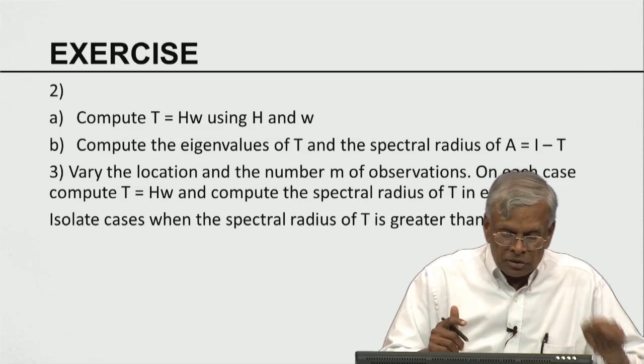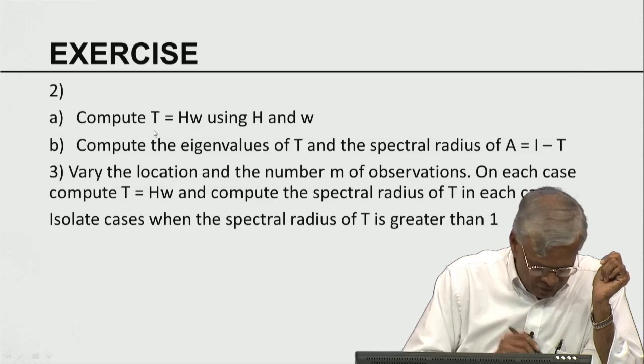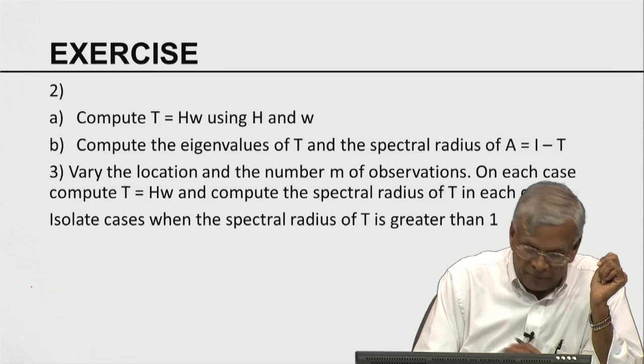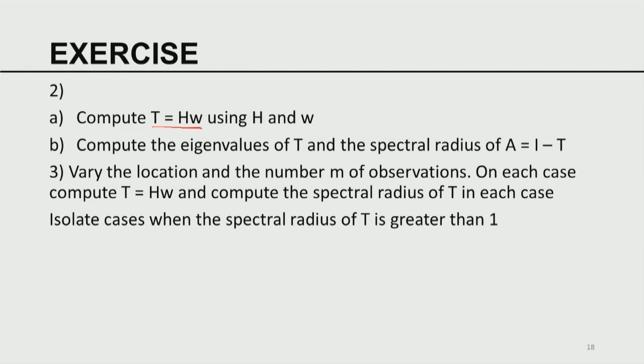Again, for part 2, I would like you to continue. I would like you to compute the matrix T, which is equal to H times W, using the H and W that we picked in the previous problem. Compute the eigenvalues of T. Compute the spectral radius of A, which is equal to I minus T, and check whether the spectral radius is less than or equal to 1. If it is, you are done. If it is not, the scheme still makes sense, but it may not converge.